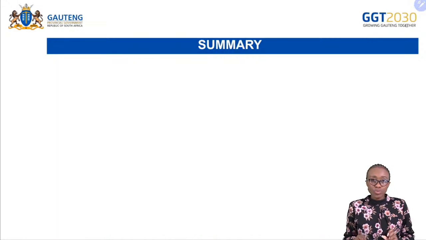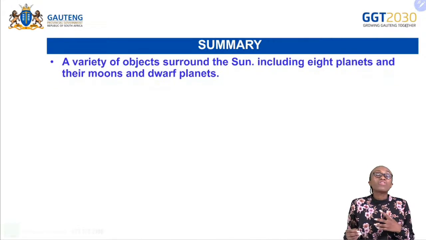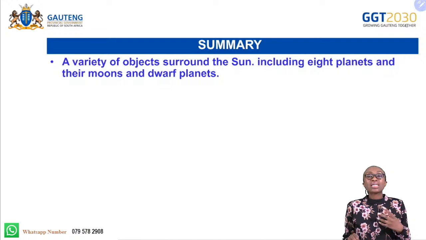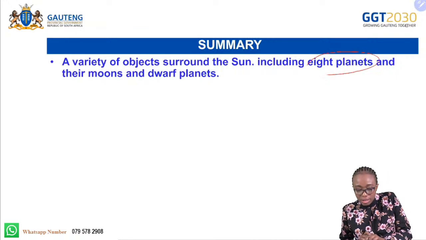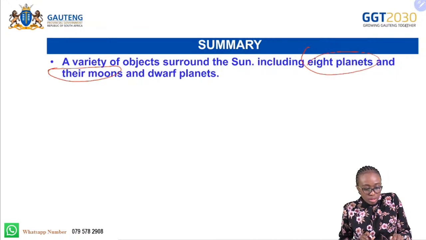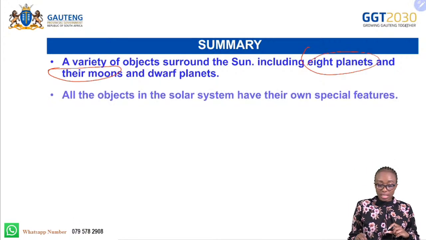What else did we learn today? We learned about the variety of objects that are around the sun. The variety of objects around the sun include 8 planets and their moons and dwarf planets. So those are the objects that we find around the sun.